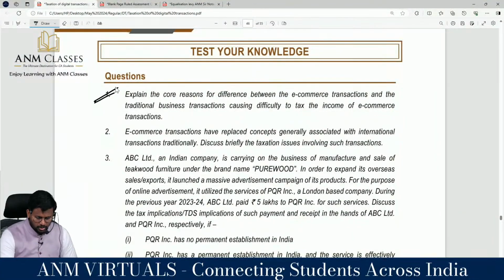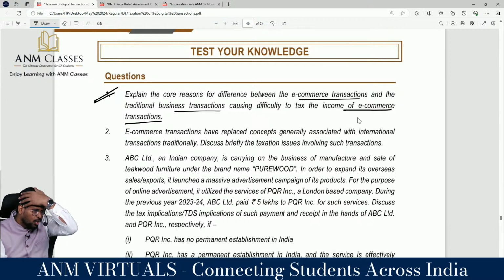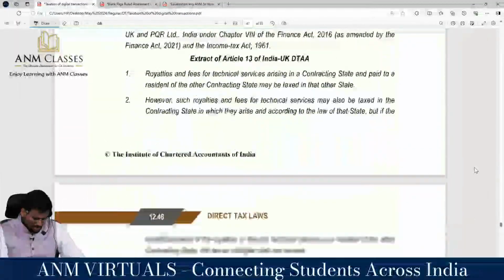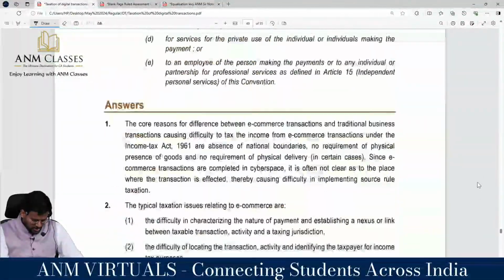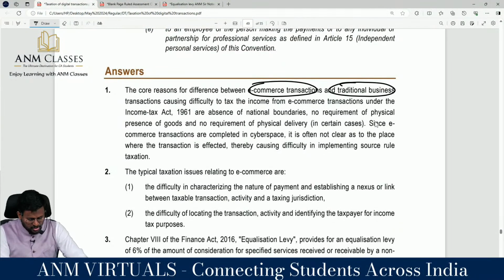Examine the core reason for the difference between an e-commerce transaction and a traditional business transaction causing difficulty to tax the income of any transaction. In a traditional business transaction, we are able to know where the transaction is starting, where it is ending, who is making the transaction, who is utilizing the transaction. But in an e-commerce transaction, all this will be a difficulty. The core reason for the difference, causing difficulty to tax income from e-commerce transactions under the income tax, is the absence of any boundary.